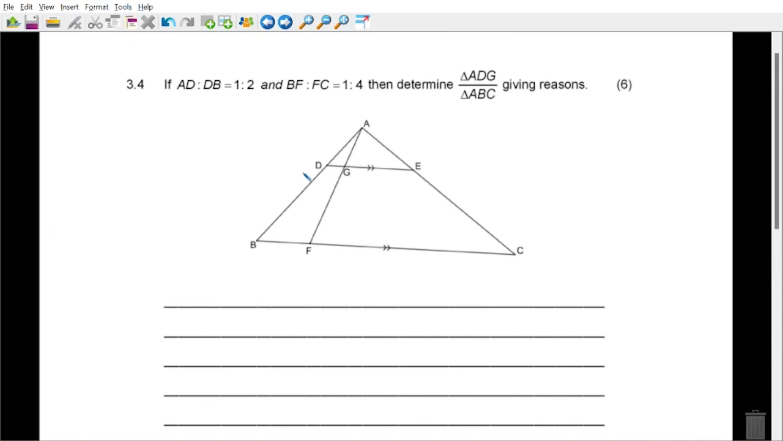Right, let's look at this one. This one asks us to find the area of ADG, this little triangle over here, as to the entire triangle. Right, what we do know is that BF to FC is 1 as to 4. So for example, this might be 1p and this might be 4p. Right, what we also know is that triangle ADG is similar to triangle ABF. Right? And the reason for that similarity is angle, angle, angle.